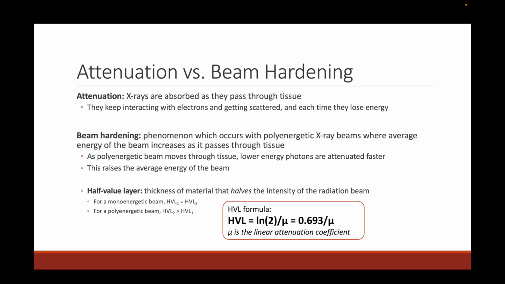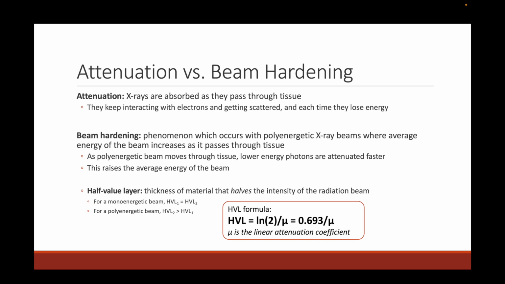For a polyenergetic beam, however, once you have halved the intensity of the radiation beam, the lower energy photons, like we said, are going to be attenuated faster. And so the photons which are left are going to have a higher average energy, thus raising the average energy of the beam. So beam hardening is going to have occurred. And therefore, the HVL2, so the thickness required to take the intensity of the beam from 50% down to 25%, is actually going to be greater than the thickness required to go from 100% to 50%. And that HVL2 is greater than HVL1 for a polyenergetic beam due to this phenomenon of beam hardening.